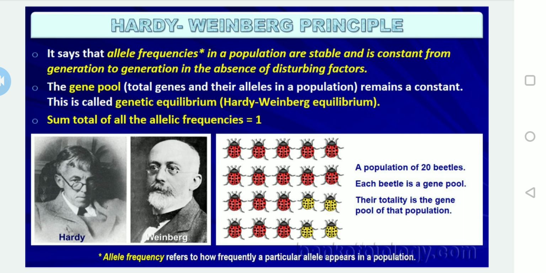I will explain how in the next step, while we discuss the practical application of genetic equilibrium. For example, consider a population of 20 beetles. Each beetle is a gene pool, and their totality is the gene pool of that population. The allele frequency refers to how frequently a particular allele appears in a population. Are you getting it?